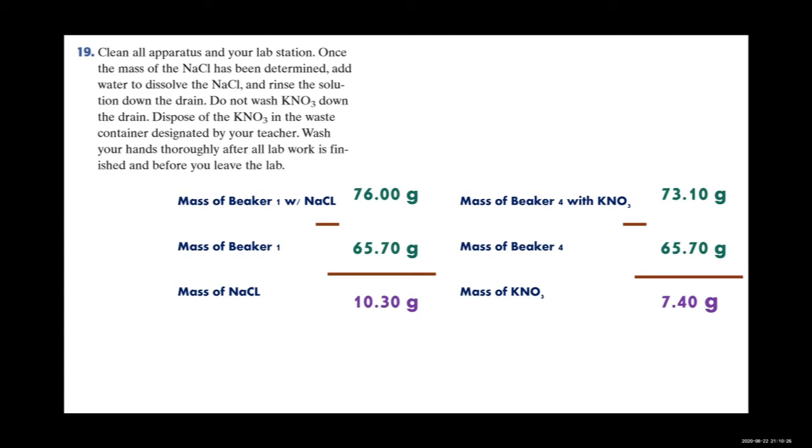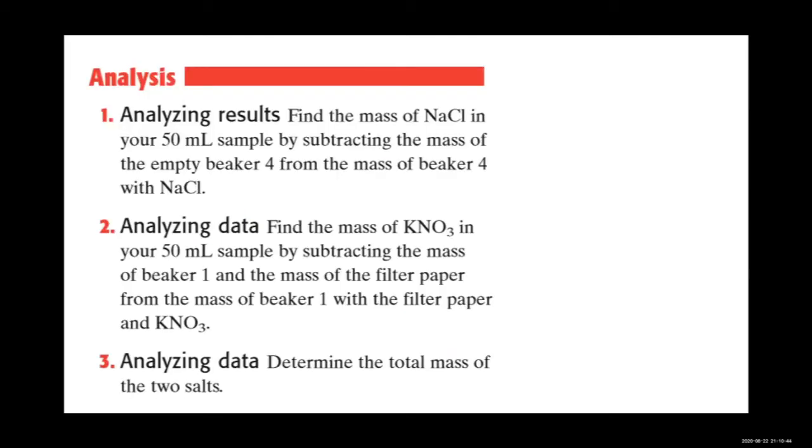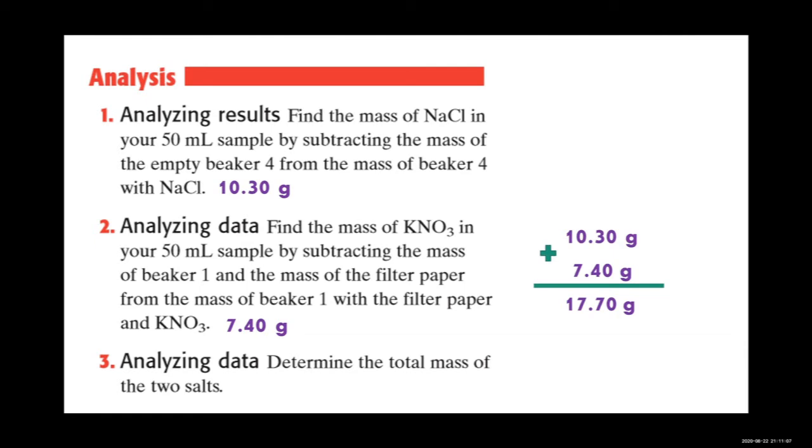So here is what we basically came up with. The masses of our beakers with the salts in them less the masses of the empty beakers told us exactly how many grams of each of the 2 salts we were able to recover from the solution. So the first question in our analysis is to find the mass of the sodium chloride in our 50 milliliter sample by subtracting the mass of the empty beaker, and this is what we just did. We ended up with 10.3 grams. We're going to do the same thing with the potassium nitrate, and we ended up with 7.4. And then we're going to determine the total mass of the 2 salts, which was 17.70 grams.